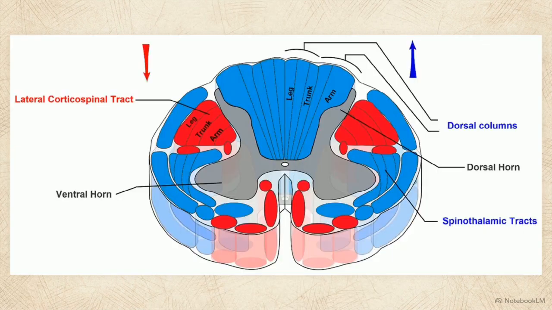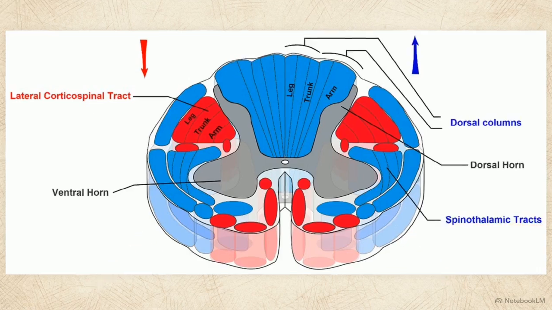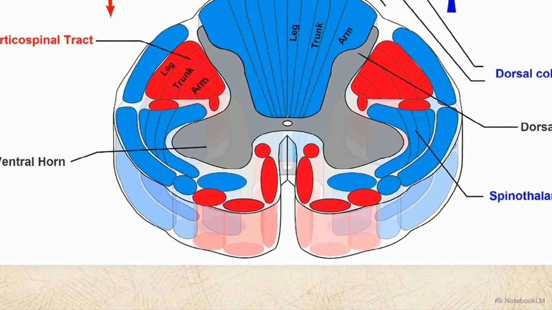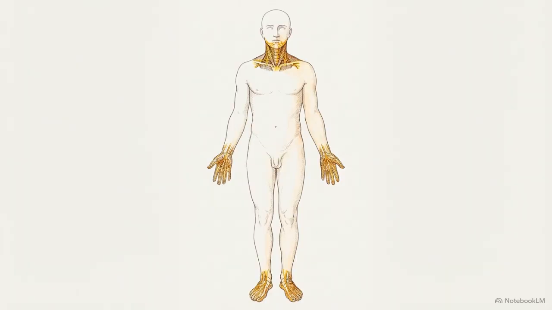Returning to the cross-section, the blue spinothalamic tracts are located in the anterior segment. Because these fibers cross over within the spinal cord, disruption in this anterior region causes a contralateral loss of pain and temperature sensation. A patient's diverse constellation of symptoms forms a direct, readable anatomical map, indicating precisely where the spinal cord is being starved of blood.